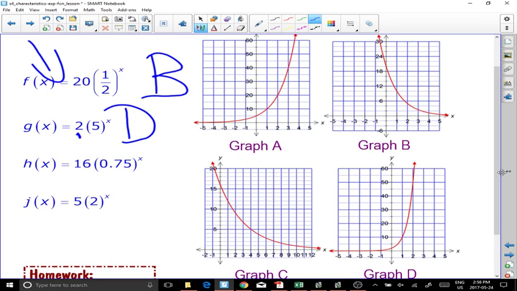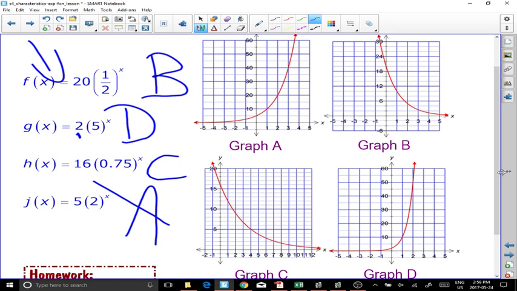It's a trick though. H of x is what graph? C, because it's the only other decreasing graph. And J of x is? A. Because the y-intercept is 5.